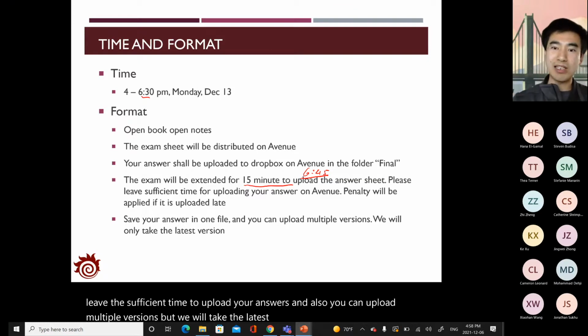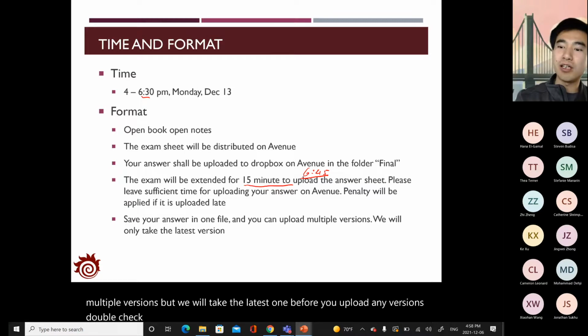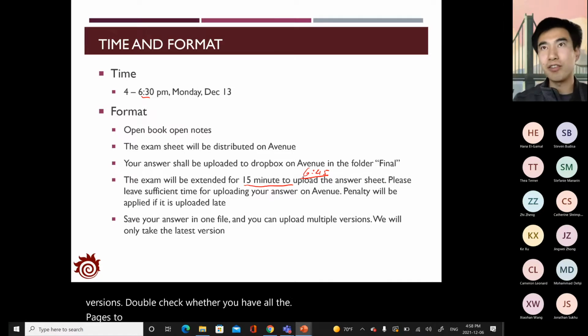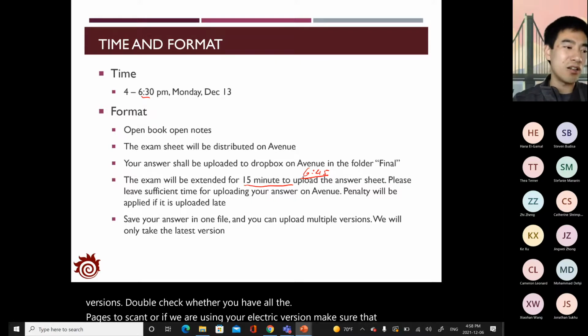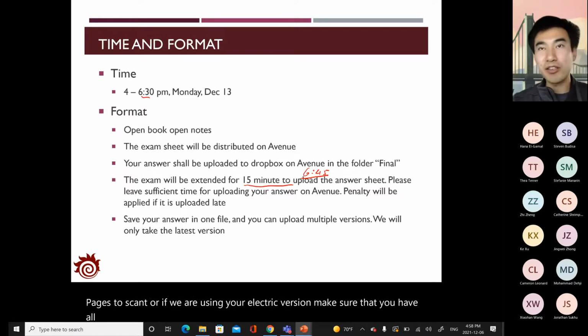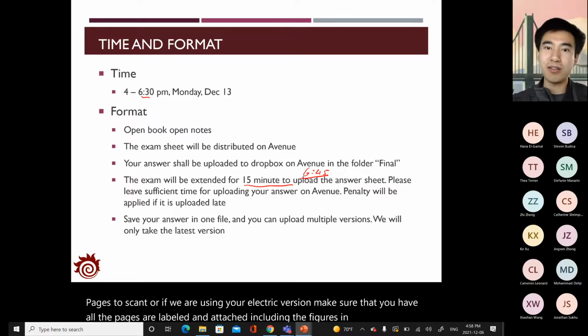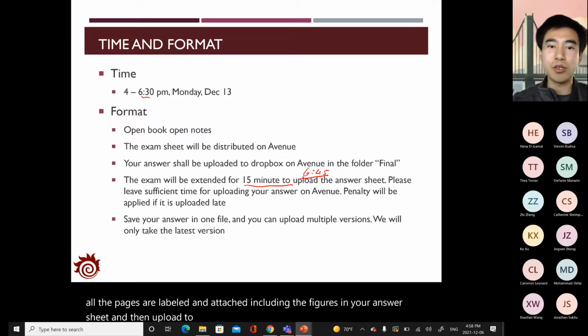Before you upload any versions, double check whether you have all the pages scanned, or if you are using your electronic version, make sure that you have all the pages labeled and attached, including the figures in your answer sheet, and then upload to the Dropbox.